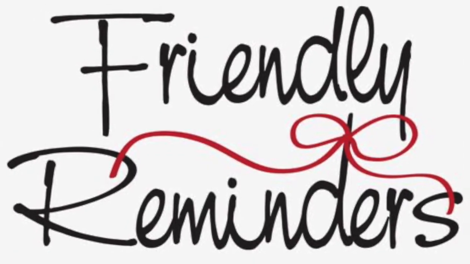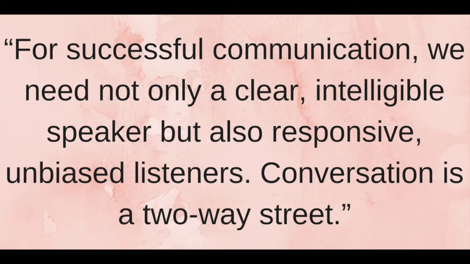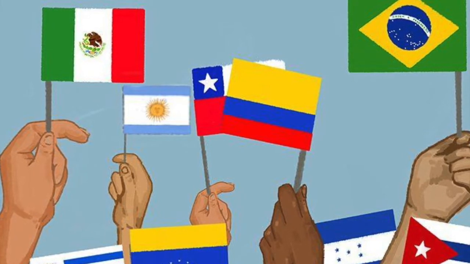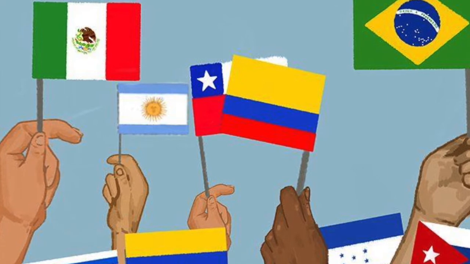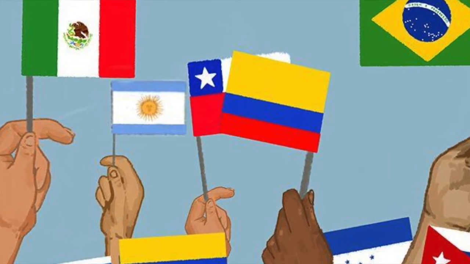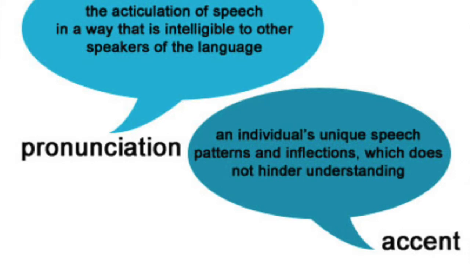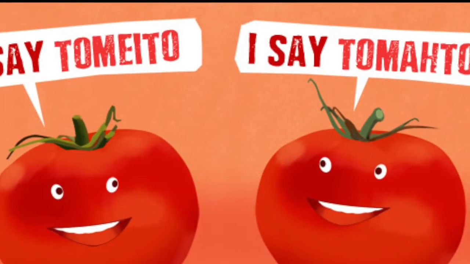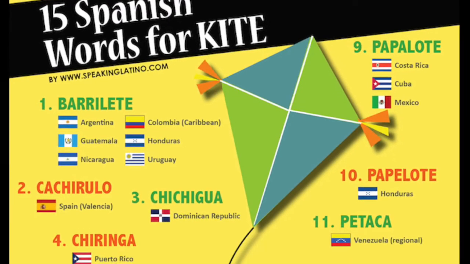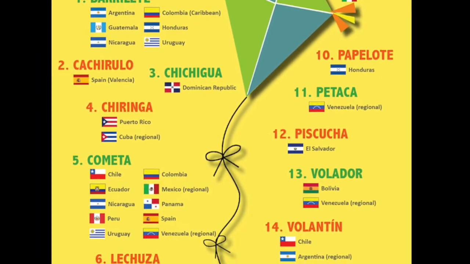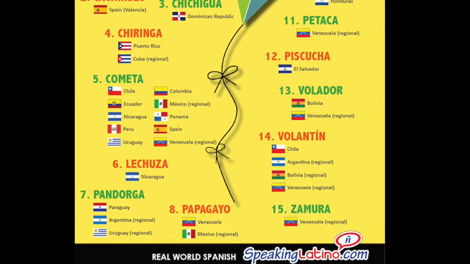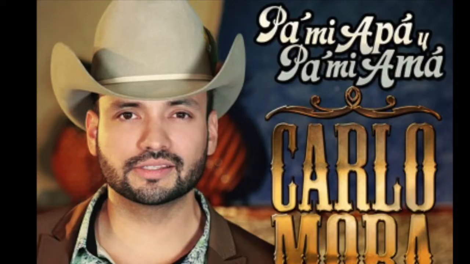There are a few important reminders. We have students from different Hispanic backgrounds. Keep in mind that the use of regionalisms, vocabulary words unique to countries other than Mexico, is valid. Also, there are different accents and characteristic ways to pronounce words. For example, the word papalote will be chiringa for a Puerto Rican student, or mi papá could be replaced by mi apá.